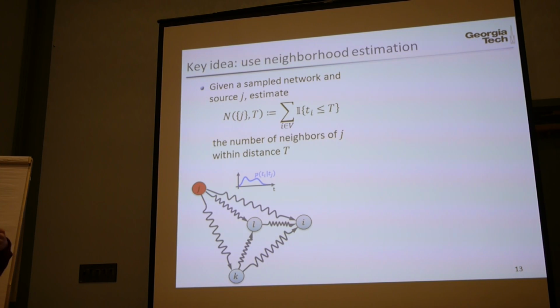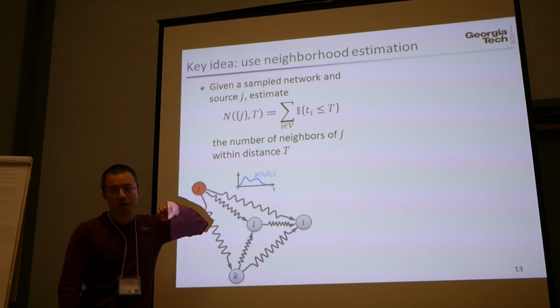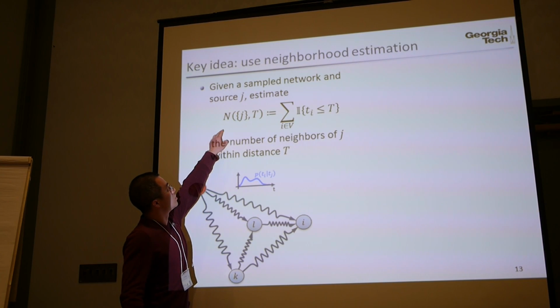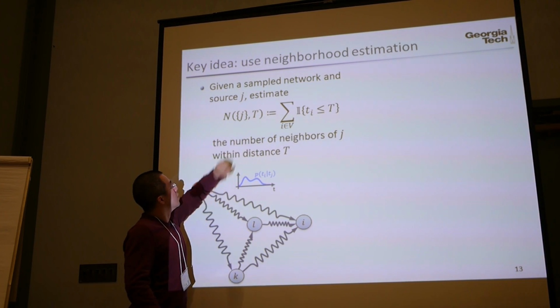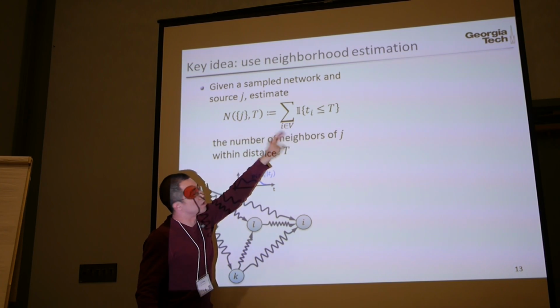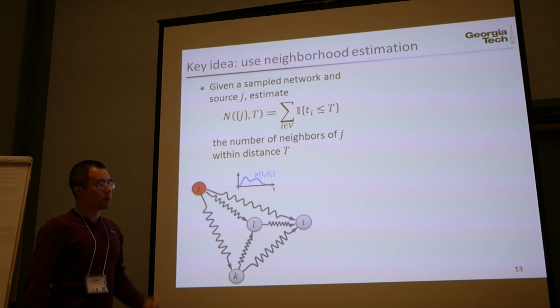Okay. So what we do, instead of computing this shortest path, is we are going to turn this problem into a problem of estimating the so-called neighborhood of a node in the network. So this N denotes the neighborhood, the number of nodes within distance t. This whole quantity, we're going to denote it as N_J(T), okay? Suppose J is the source.